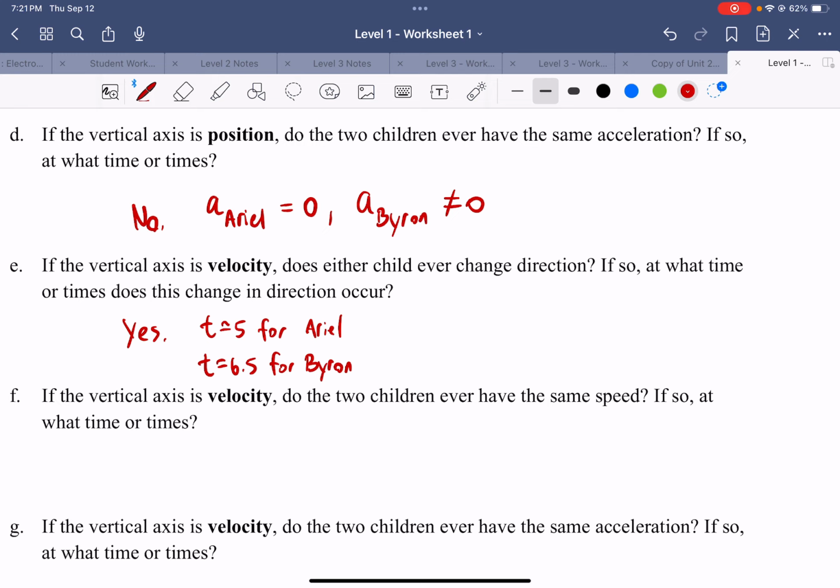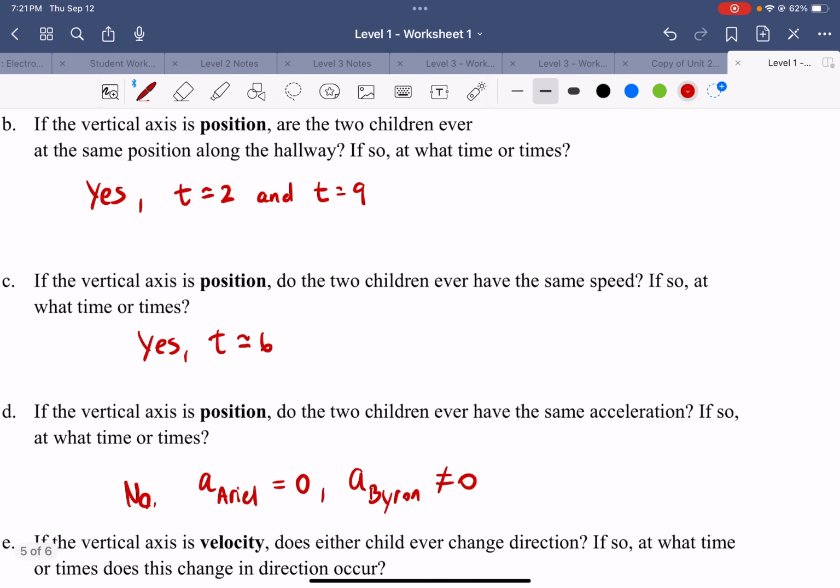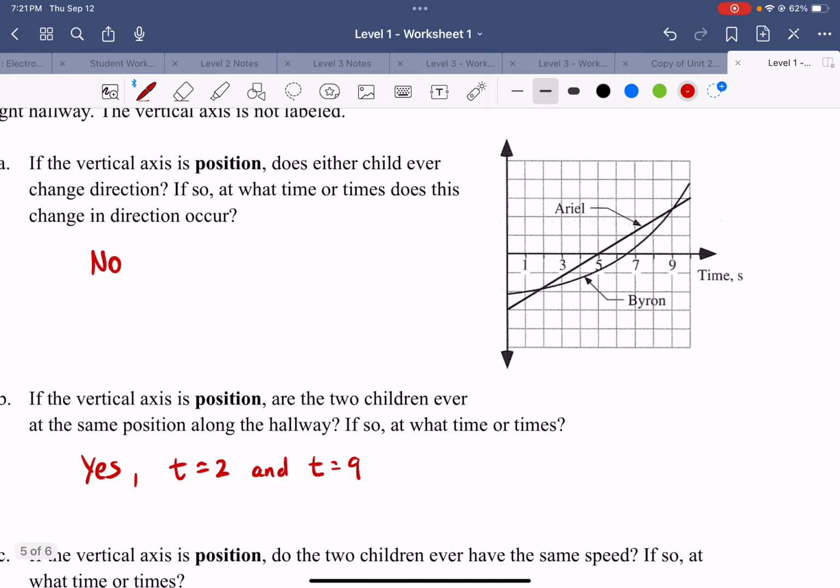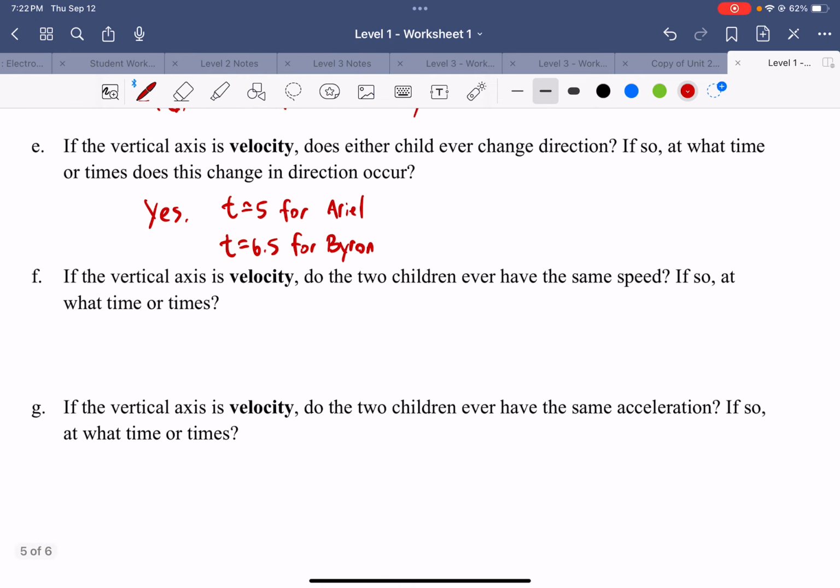All right, next up, do the two children ever have the same speed? All right, so previously when we had a position graph, we were looking for times when the graphs had the same slope. Now we're looking at a graph of velocity. So we need to know simply when the children have the same velocity. So that would be points where the graphs cross. So here at about 2 seconds and 9 seconds, the two children have the same velocity. So those are a couple of answers.